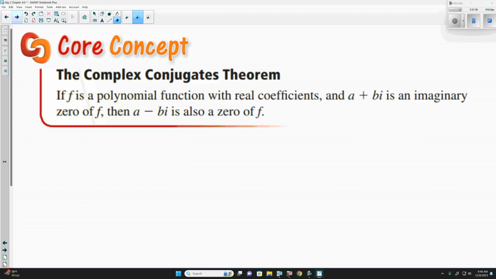Complex conjugate theorem. You can write this down, you don't have to. It's almost the same as our irrational conjugates theorem, in that if a plus bi is a solution, a minus bi is also. They come in pairs. If we have one, we have to have another. Does that make sense?